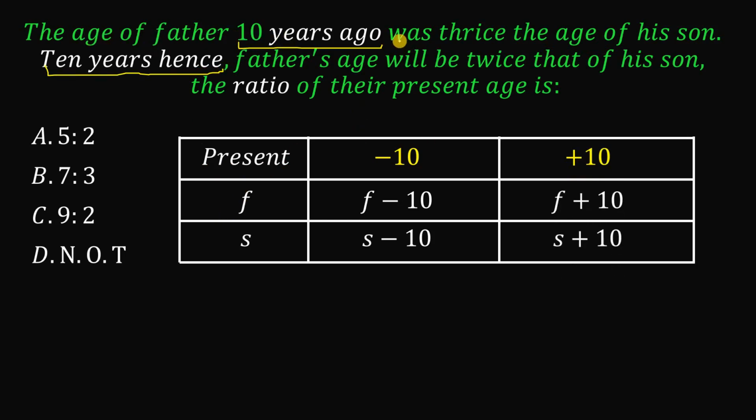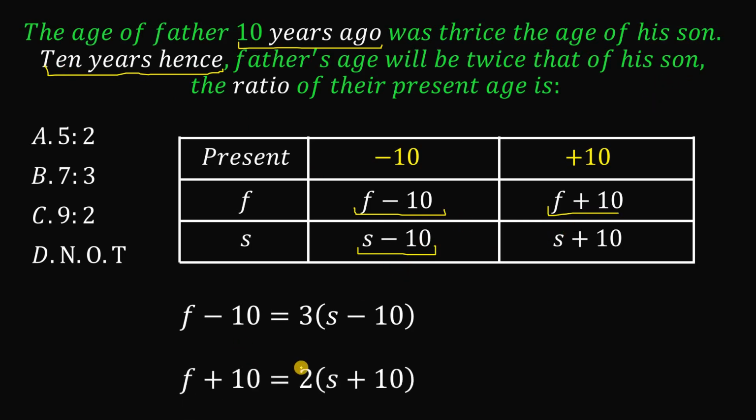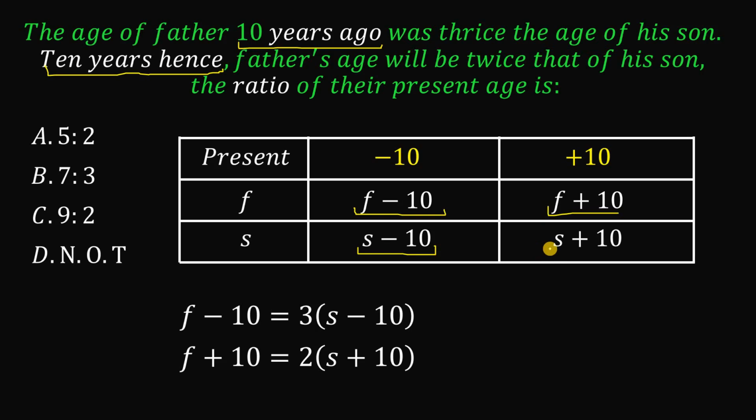Now, the given, the age of the father 10 years ago was thrice the age of his son. So it follows that F minus 10 equals 3 times the age of his son 10 years ago. Then, 10 years hence, father's age will be twice that of his son's age. So F plus 10 equals 2 times the age of his son 10 years hence. Now, solving these two equations, we can now solve for the age of the father and the son.